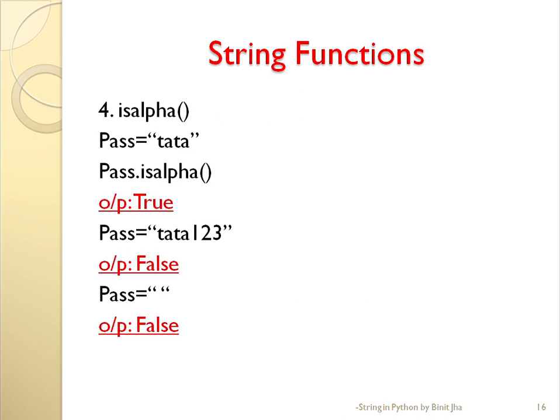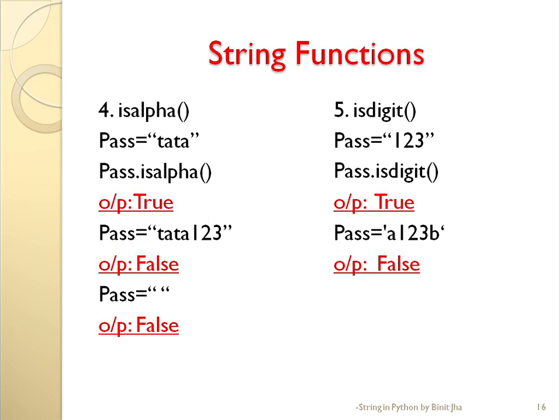isalpha means we are checking for the alphabet, whether true or false. So pass is the variable that contains some alphabets, so the returned output is true. isdigit, pass is the variable that contains some digits, some integers, so the returned value is true.